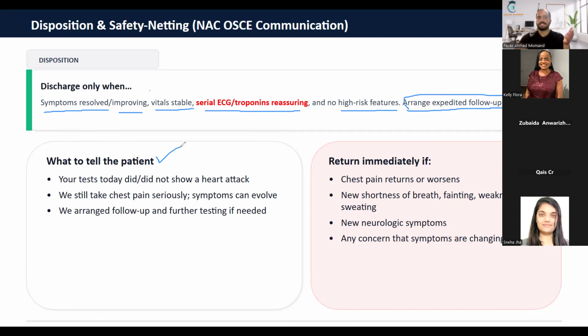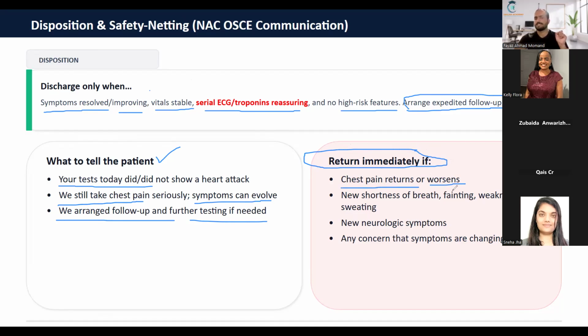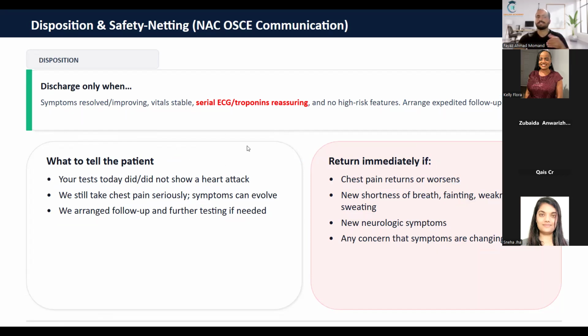Now, what would you tell the patient if the patient is going to be discharged despite coming in with chest pain? You can phrase it as, your tests today did not show a heart attack, but we still take chest pain seriously, symptoms can evolve. We arranged follow-up and further testing if needed. Tell them about red flags to look for, or when they should return. Return immediately if chest pain returns or worsens, shortness of breath, fainting, weakness, sweating develop, new neurological symptoms, or any concern that symptoms are changing. Please come back so that we can rerun the test.